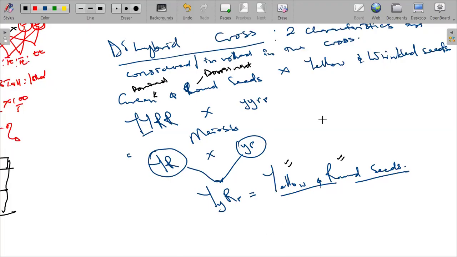So when you are to calculate here, you need to know that we now have yellow and round seeds as our outcome, which we must use to calculate our F2 generation. Our F2 generation must be based on the gametes that must be formed here. We must find out how many gametes should come out of this.